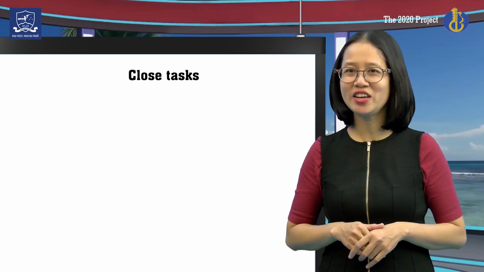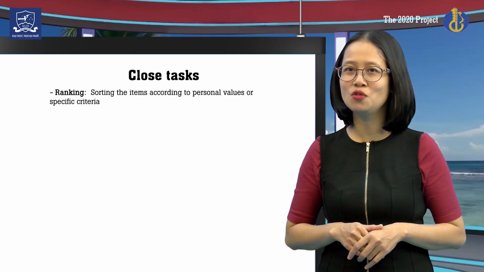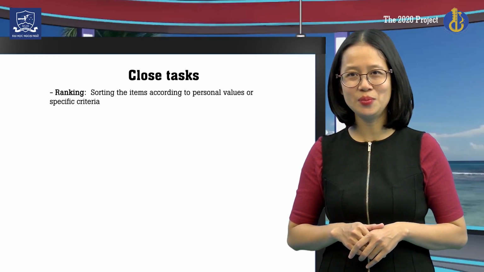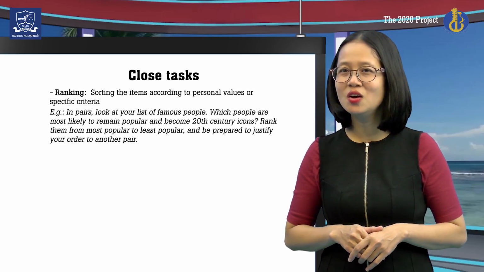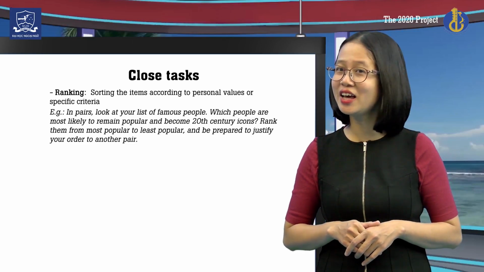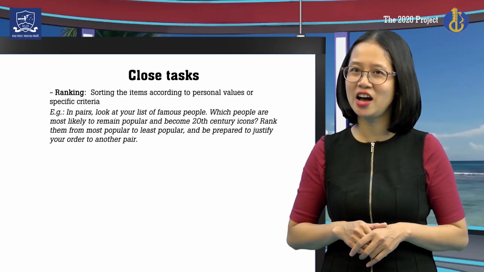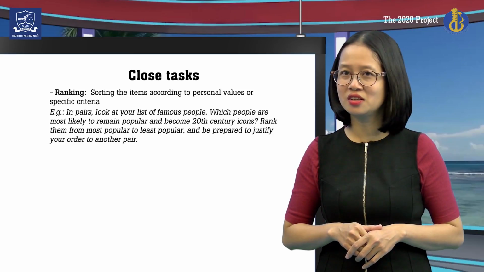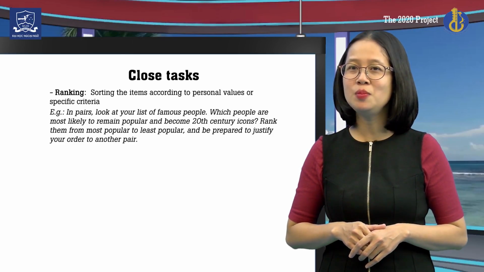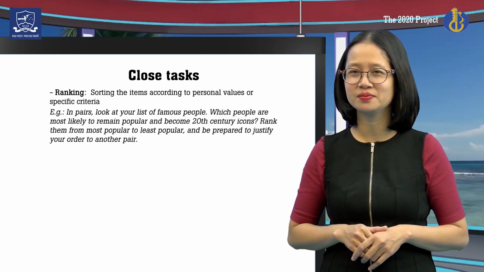Number 2. Ranking. It is to sort the items according to personal values or specific criteria. Here is an example. In pairs, look at your list of famous people. Which people are most likely to remain popular and become the 21st century icons? Rank them from most popular to least popular, and be prepared to justify your order to another pair.